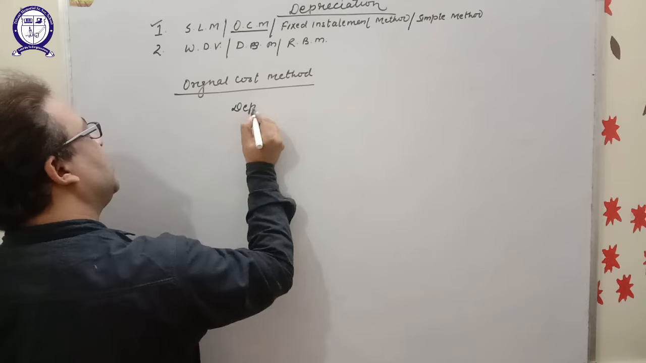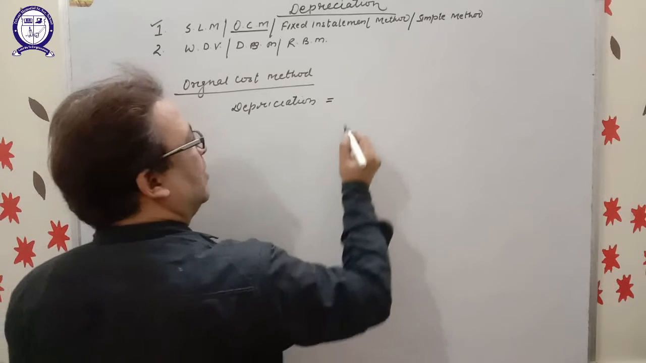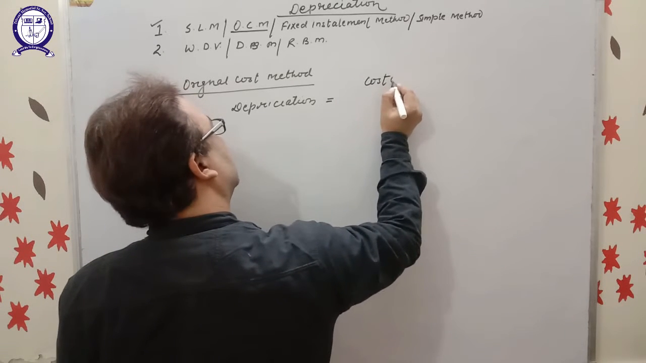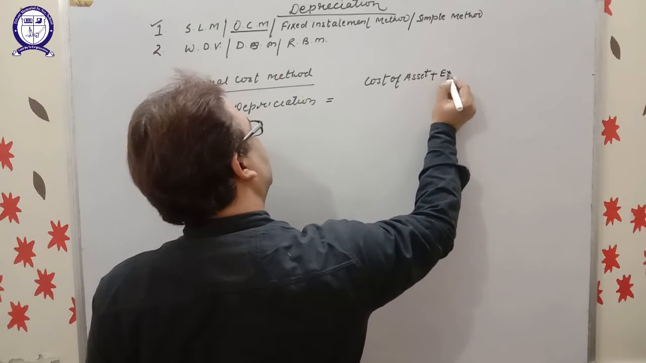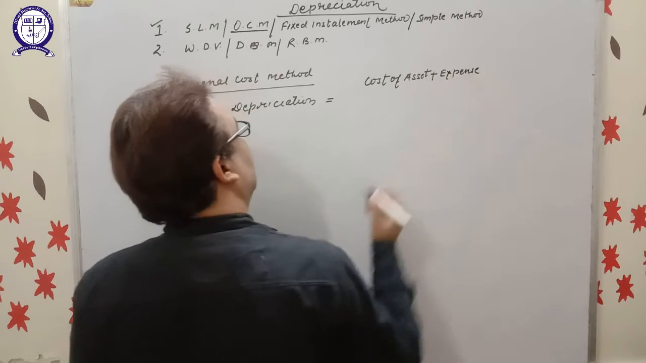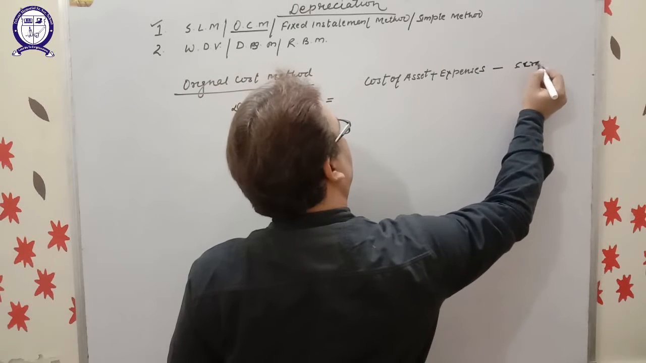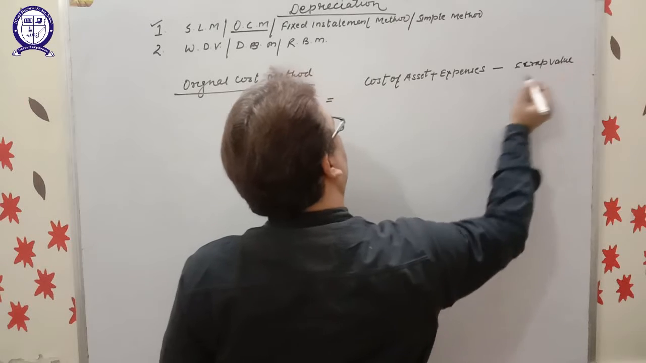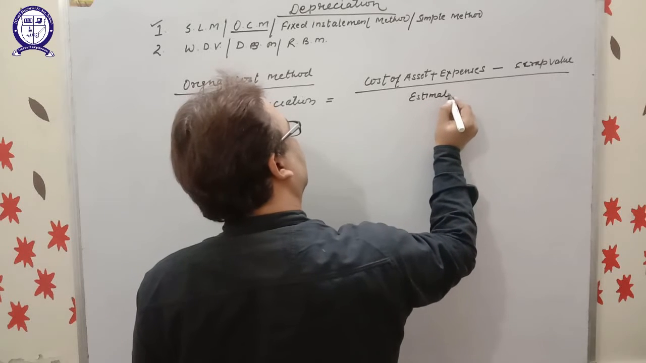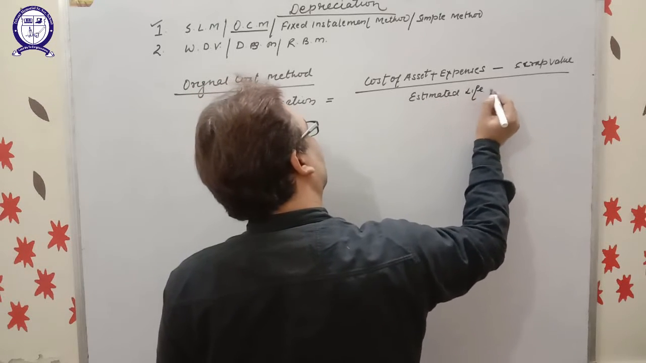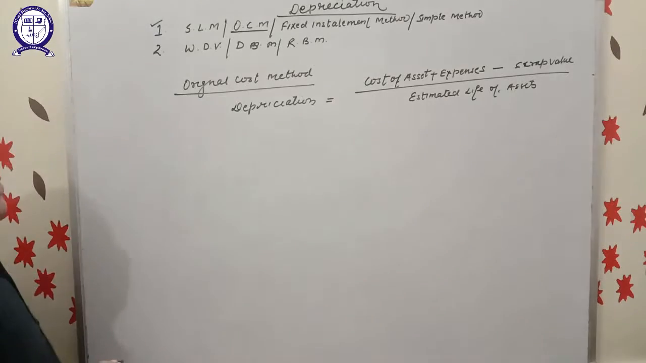The formula of depreciation is cost of the assets plus expenses on purchase, minus scrap value, divided by estimated life of assets. This is the formula for the calculation of amount of depreciation.